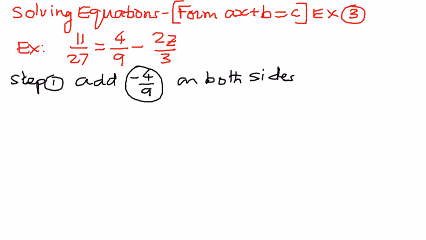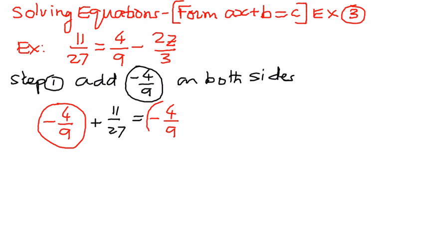So how do we write that? Negative 4 over 9, that is what we are adding, plus 11 over 27 is equal to negative 4 over 9, that is what we've added on both sides now, plus 4 over 9, which is existing on the right hand side, minus 2z over 3.